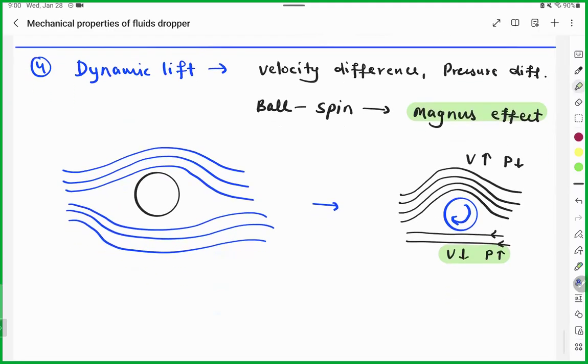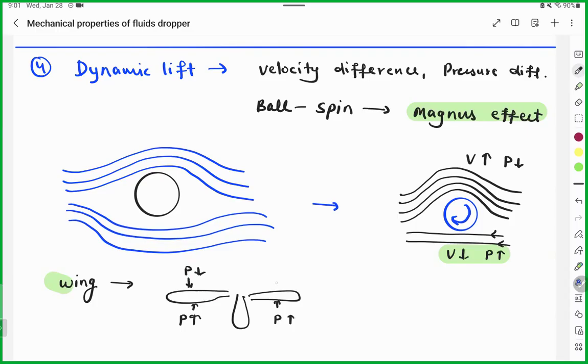Okay. And the same dynamic lift happens in the case of a wing. If you have a wing, this is the plane. Below, you will see more pressure, and above, you have less pressure. So ultimately, what will happen? The lower pressure is more than the upper pressure, so it will move upward.